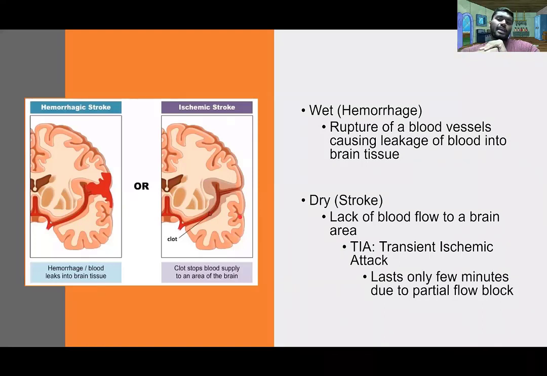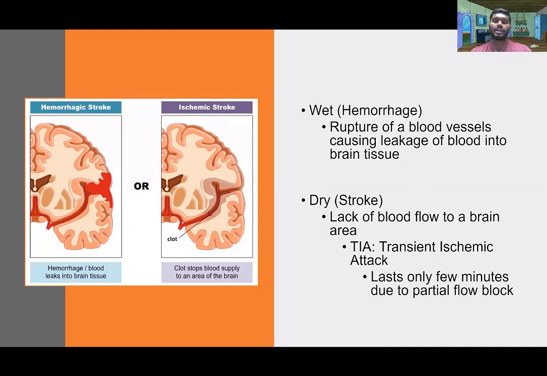So now we understand the normal cerebrovasculature. Now we need to go over a little bit of the pathophys, and really this is going to be in terms of strokes. There are two main types of strokes: hemorrhagic strokes and ischemic strokes. The difference is that hemorrhagic strokes are wet and ischemic strokes are dry.